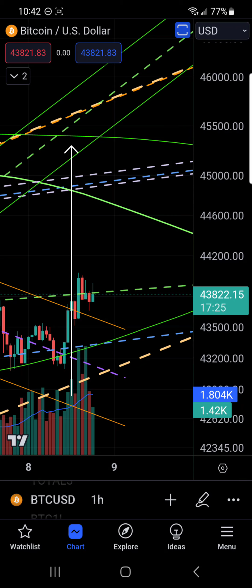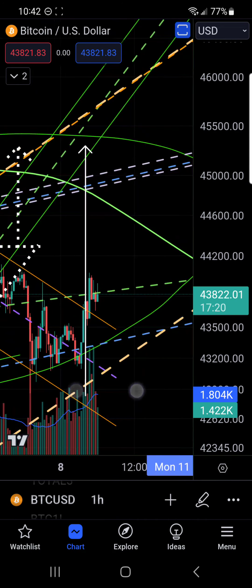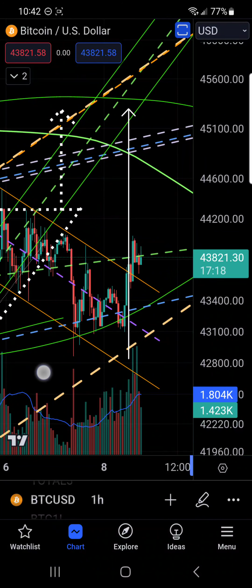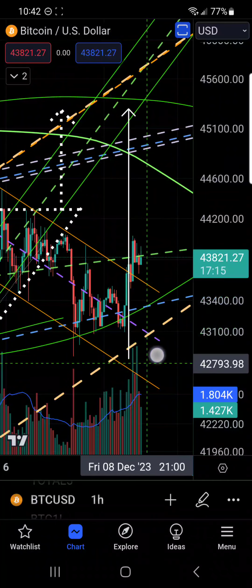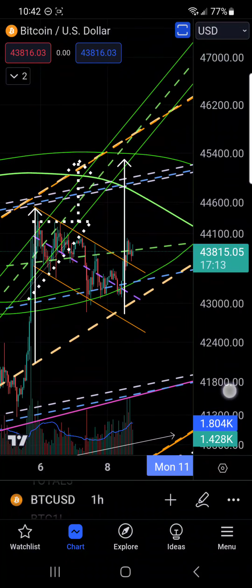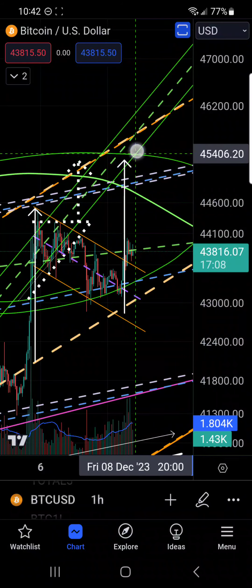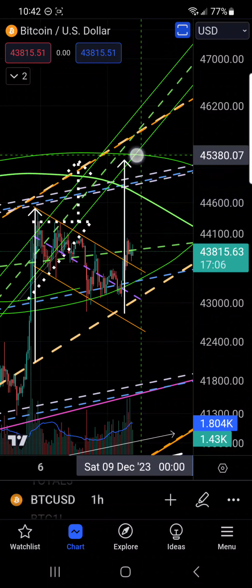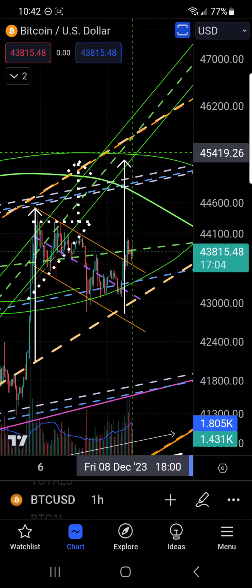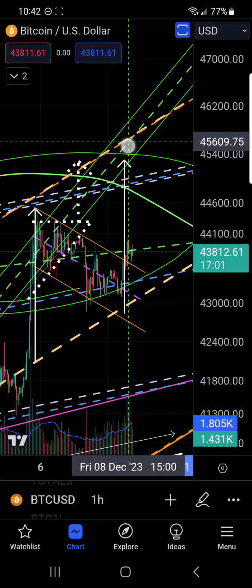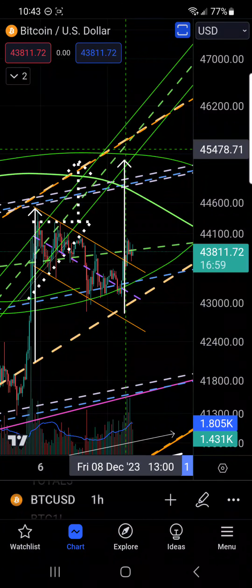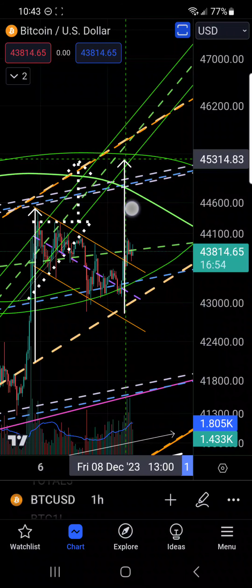Here we are looking at Bitcoin US dollar on the hourly time frame. Now, Bitcoin has been trading in this downward sloping parallel channel, bull flag channel. The flagpole measured here and extended over here gives us a rough estimate of about 45.3. Yeah, the target is about 45.3.